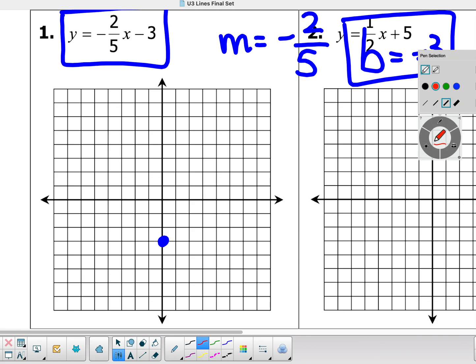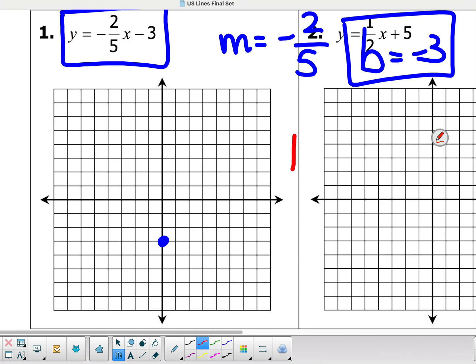So my y-intercept is plotted in blue, and I'm going to use red ink to plot the rest of the points. So here my slope is -2/5, which means I'm going to have to move up and back to the left, or I'm going to move down and to the right. So I'm going to have positive motion in one direction and negative motion in the other direction. I want the line to fall as I look at the line from left to right.